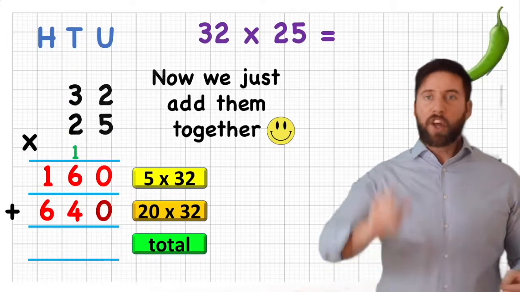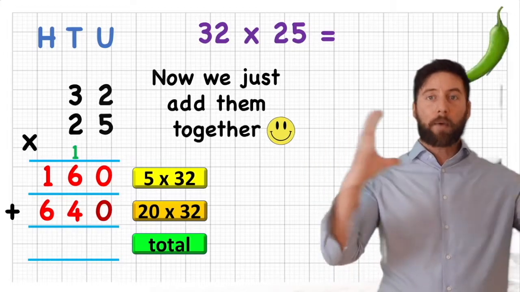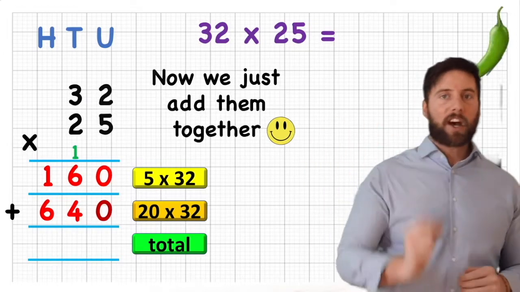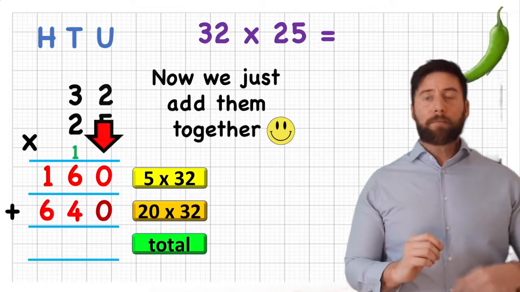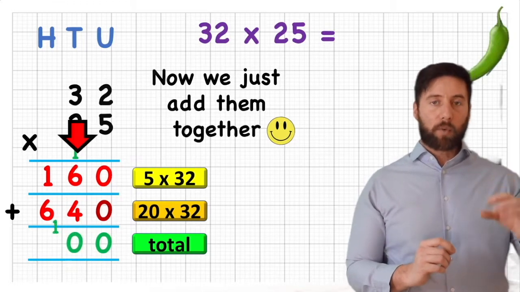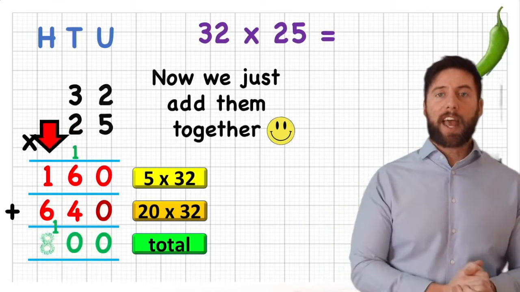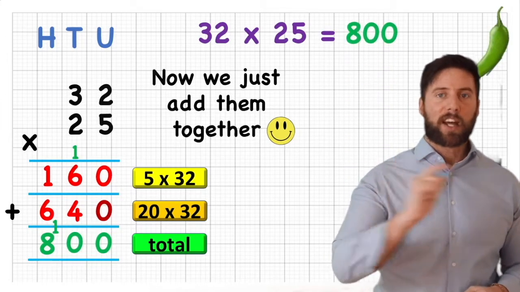Are we finished? No. Anyone who's done partitioning before knows we've only done the individual elements. Now we're going to put it back together. Again, starting at units. 0 and 0 is 0. 6 add 4 is 10. Remember to move the 1 across. 1 add 6 is 7, plus the 1, 8. 800, okay? 32 times 25 is 800, and that's a green chili challenge.